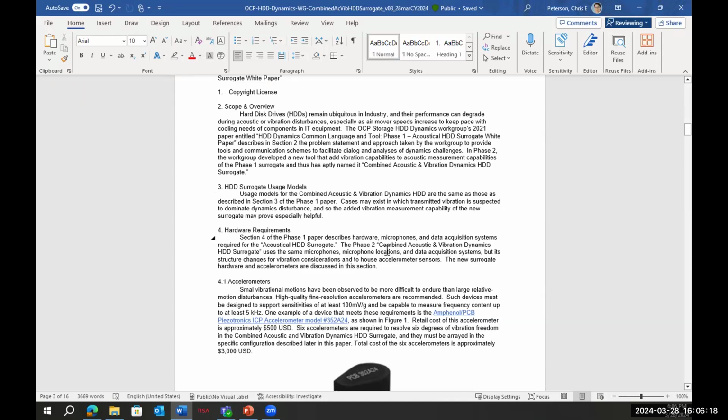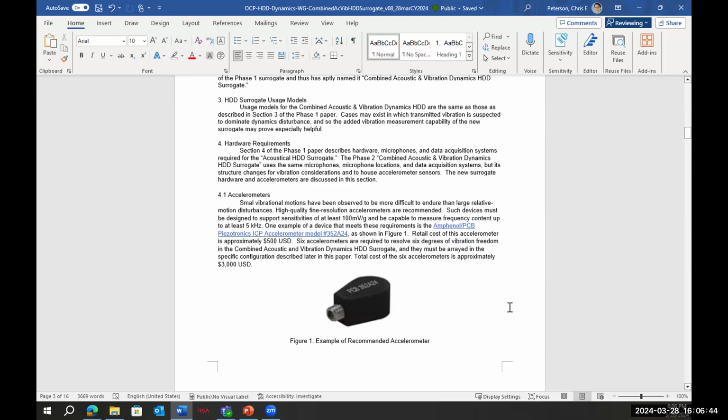Then we get into section four, and this is where we begin to diverge. Where the previous paper we had only talked about the surrogate hardware and microphones and data acquisition system. We're calling out here that we're using the same microphones, microphone locations, and the data acquisition systems, but the structure and vibration change. So that's where we start going through this. I basically took this language directly from what we had previously written. Goes through what the accelerometer is and a rough cost for it, plus, you know, for six of them, gives a cost of what that would be.